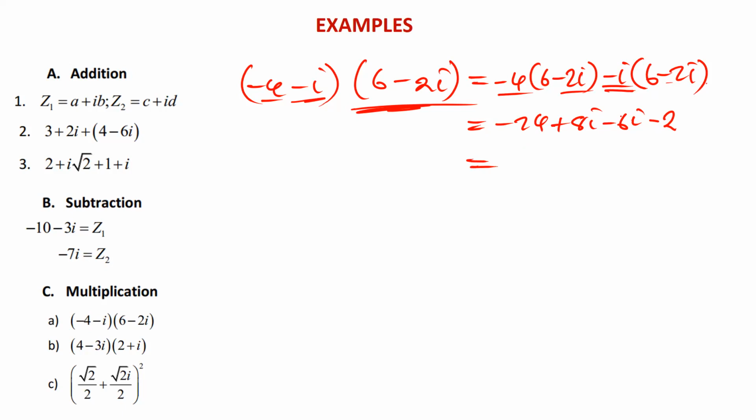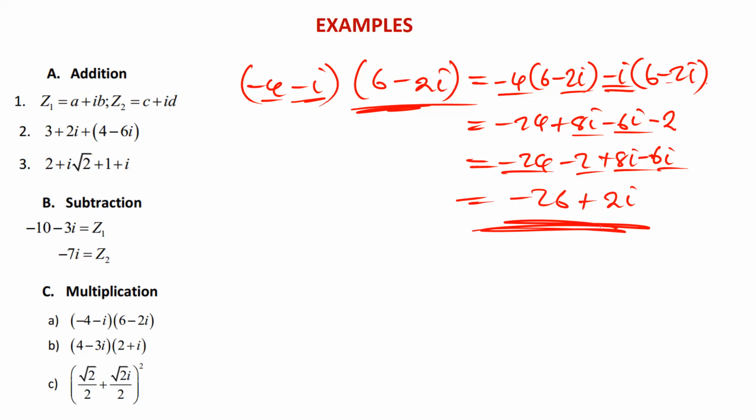So here it's just a matter of simplifying the expression. We have -24 and -2, we put the like terms together. Then you also have +8i and -6i. When you add these two, you're getting -26. Then you add these two, you're getting +2i. So this is what you have as the solution.